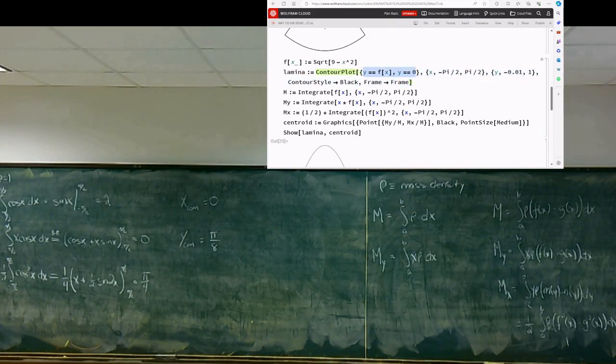All right. Contour plot. So we're obviously going to have y equals f of x. It's also going to be cut by 2 other curves. Because it's the first quadrant, it's going to be cut by the 2 axes, the y-axis and the x-axis.